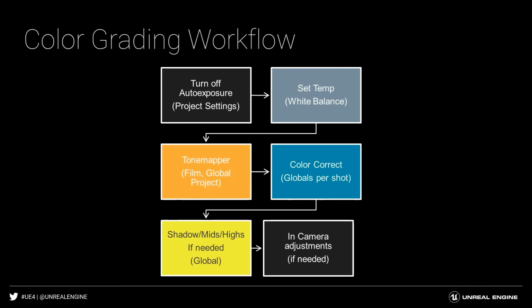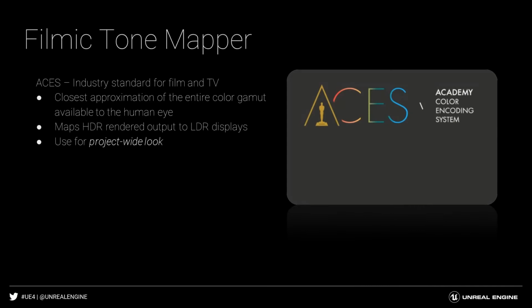You'll see in the color correction workflow that the first option you'll have is global settings, and generally you want to adjust your global settings first, and then if you need to, go back and adjust shadows, midtones, and highlights separately. The Filmic Tone Mapper inside of Unreal uses the Academy Color Encoding System, or ACES, which is industry standard for film and TV.